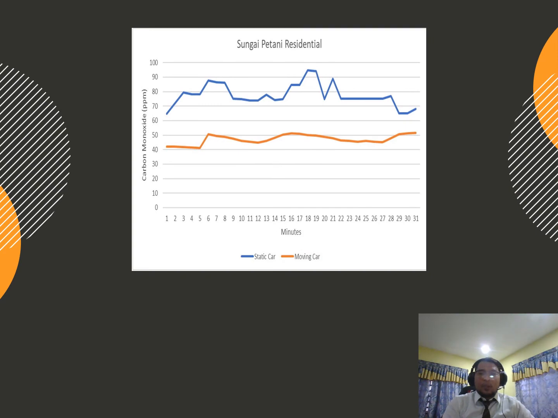Furthermore, the concentration of CO at Sungai Petani is displayed in the slide. The results show that the static car produces more CO compared to the moving car. This is because the amount of CO is much higher during initial startup and decreases dramatically after the catalytic converter warms. Continually starting the engine produces more CO than letting the engine run. Aside from that, statistics from Sungai Petani suggest that the presence of carbon monoxide is average or constant.